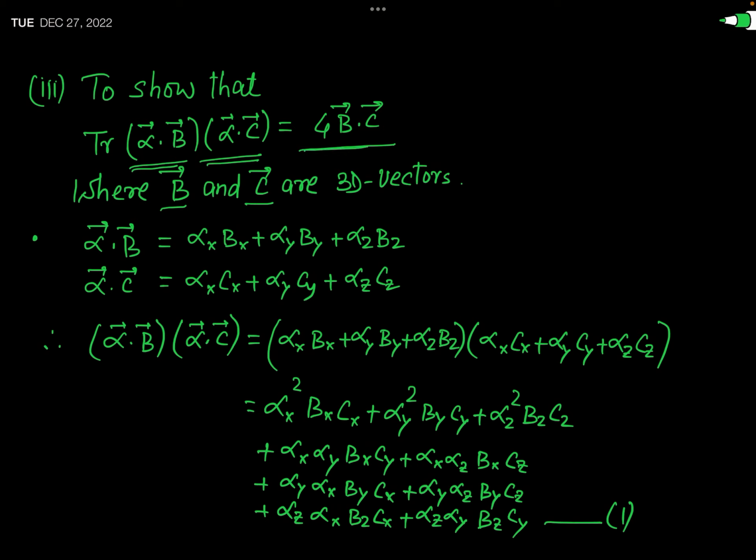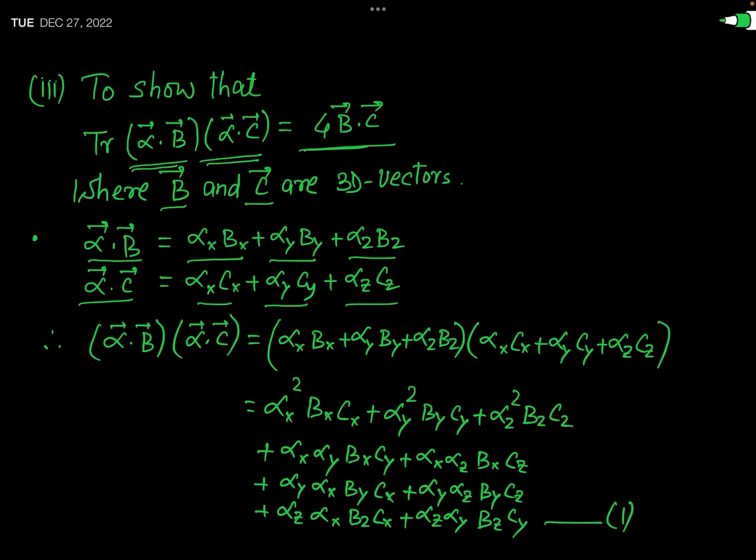So let us try to evaluate alpha dot b into alpha dot c. As you know, when you write alpha and b in component form, that is alpha x i plus alpha y j plus alpha z k, and b will be bx i plus by j plus bz k, then when we take the scalar product, the result will be alpha x bx plus alpha y by plus alpha z bz. Similarly, alpha dot c will be alpha x cx plus alpha y cy plus alpha z cz.